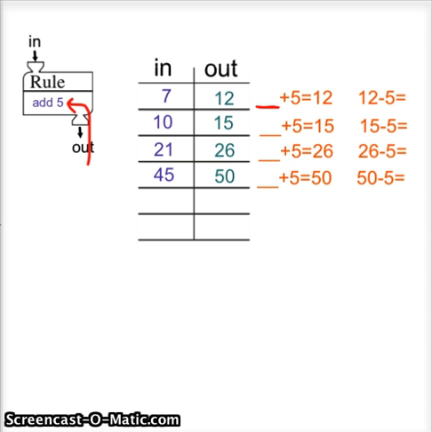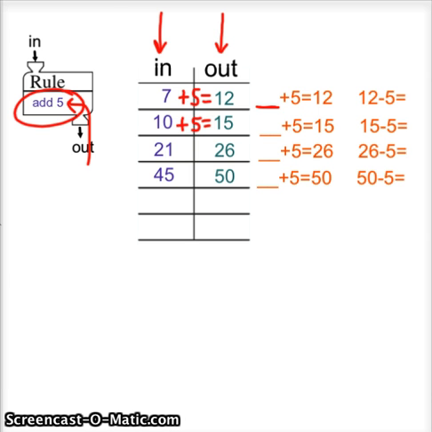And if you notice here, when the rule is to add 5, you know that the out number is going to be bigger than what went in. So check all your answers to make sure that the number going in is smaller than what came out, because we had to add 5 every time. The rule was add 5. So the number that had to go in would be smaller than what came out.